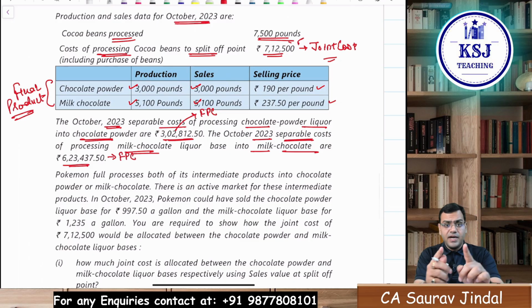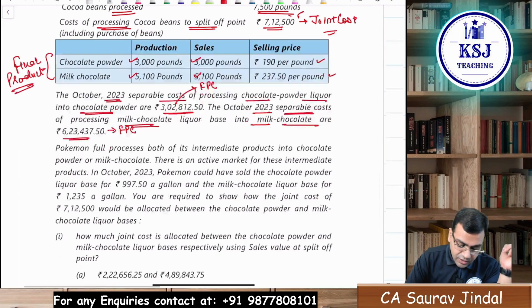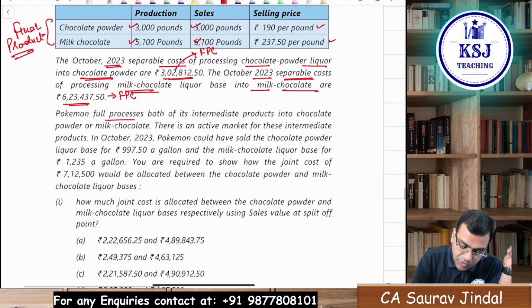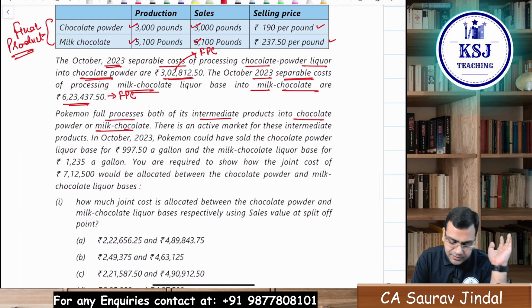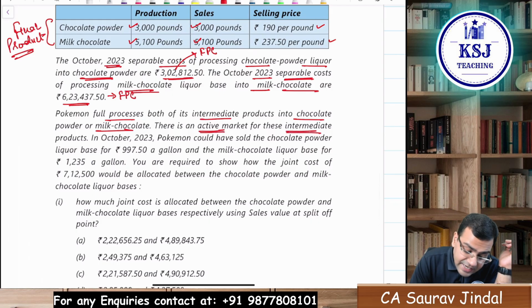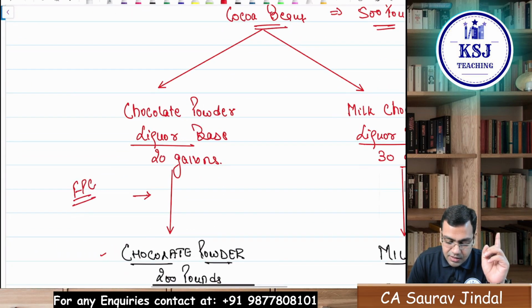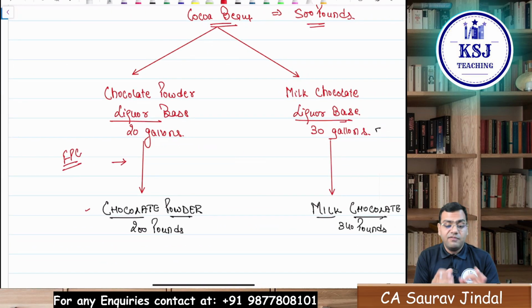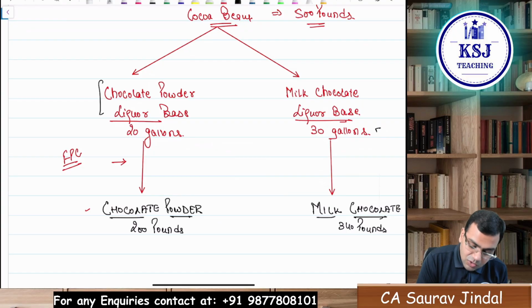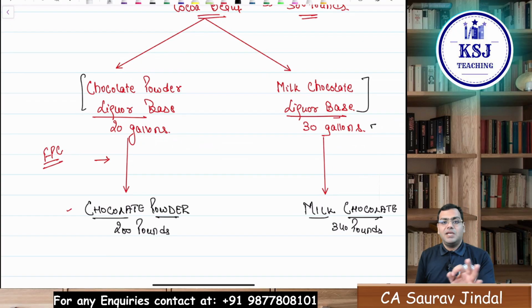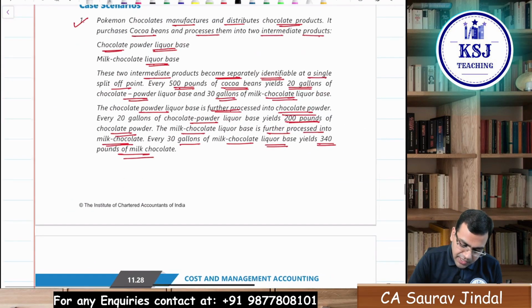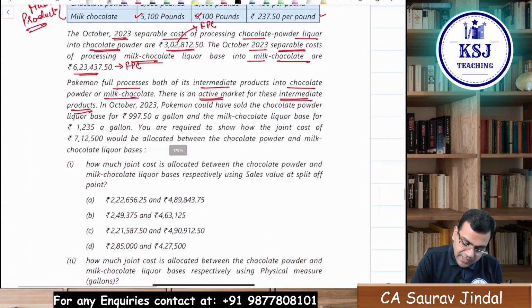Joint cost is given to you. Further processing cost is given to you. Pokemon fully processes both of its intermediate products into chocolate powder and milk chocolate. That is, they are processing everything. There is an active market for these intermediate products also. This company is further processing, but they say there is an active market for the liquor bases also. Okay. What is the information regarding that?